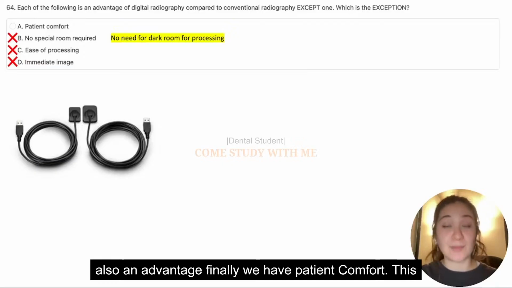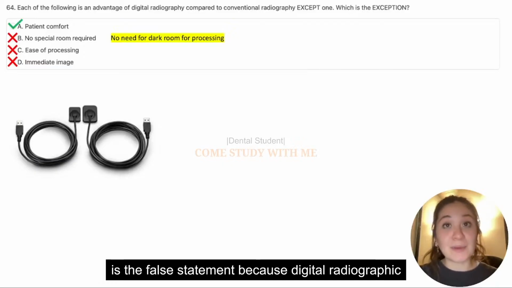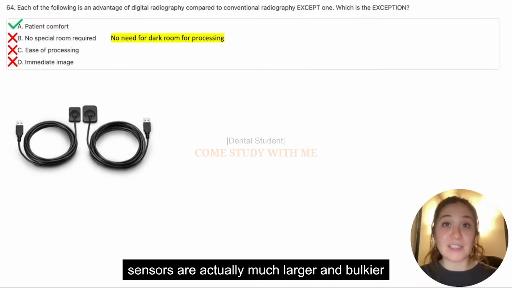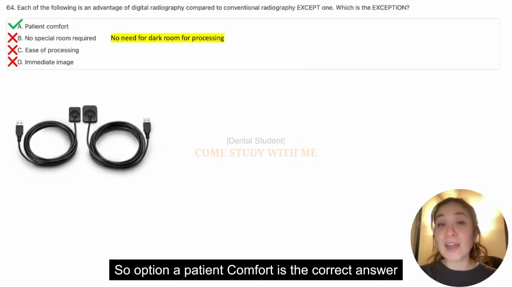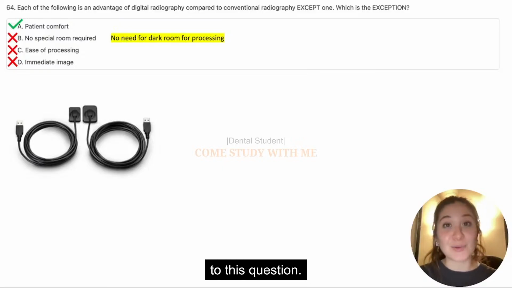Finally, we have patient comfort. This is the false statement because digital radiographic sensors are actually much larger and bulkier than the conventional radiograph sensors such as phosphor plates. So option A, patient comfort, is the correct answer to this question.